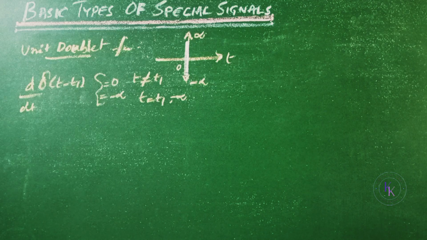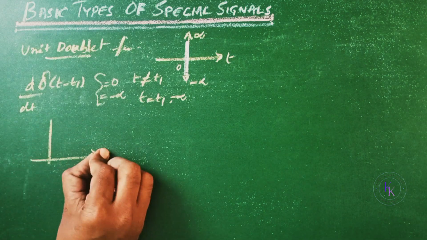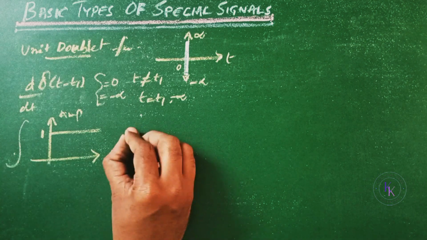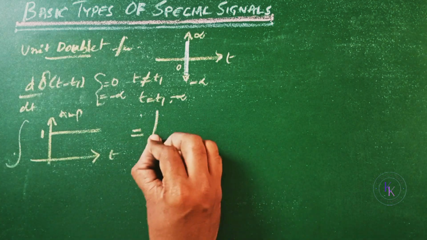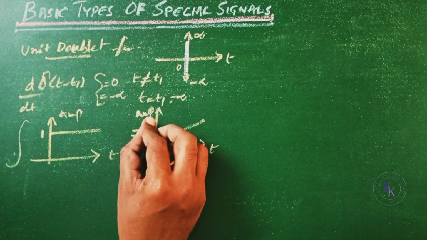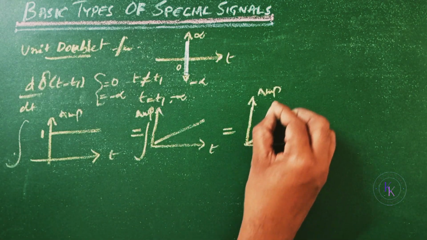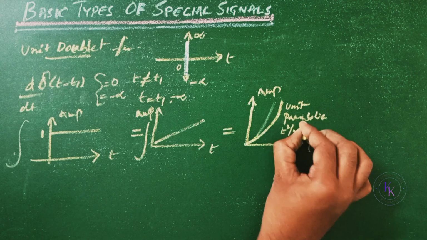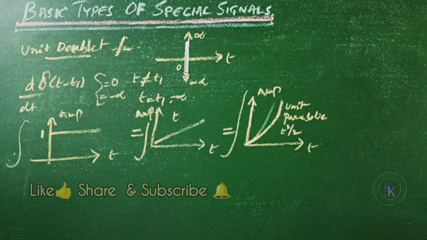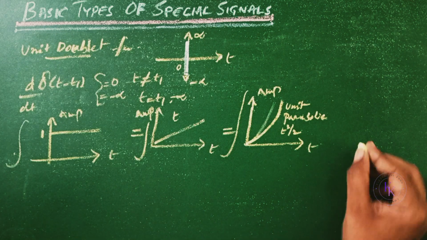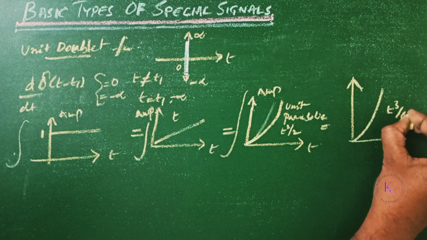It may be noted that starting from the unit step function, successive integration results in new functions. This is our step function. If you integrate this function, you are going to get a ramp function. Again, if you integrate the ramp function, you are going to get the unit parabolic function, this is t square by 2. And again, if you integrate this function, we'll be getting the unit cubic function. This is t cube by 6.